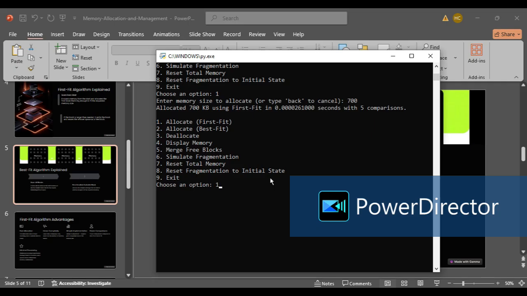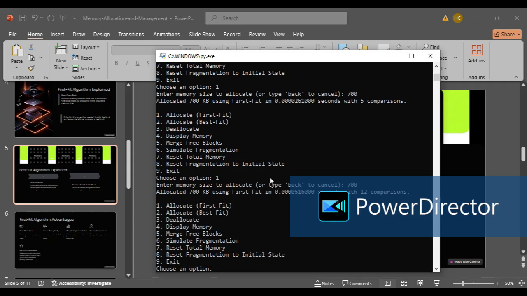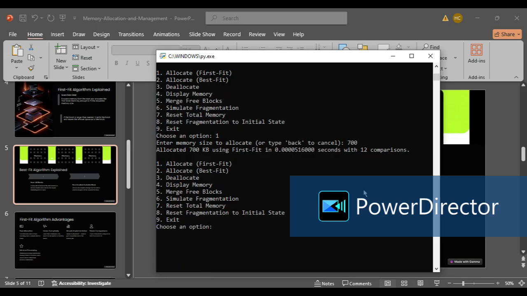So let's try that again. Option 1, we allocate 700. So it says we are able to allocate using the first fit with 12 comparisons. The comparison means it compares the blocks, how many blocks. So the first 12 blocks. So what it means is that I was able to find a free block which is large enough to accommodate the 700 kilobytes after 12 comparisons.